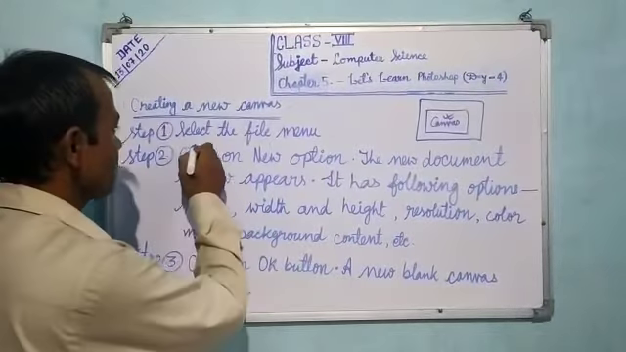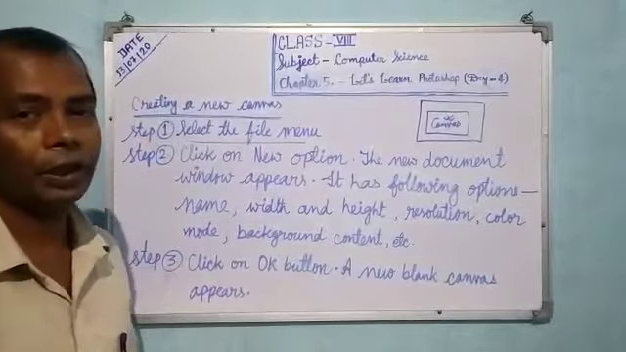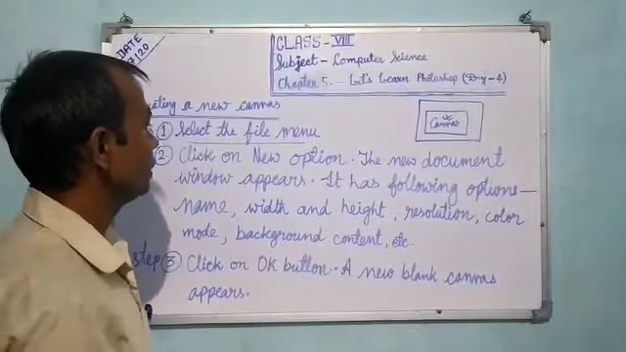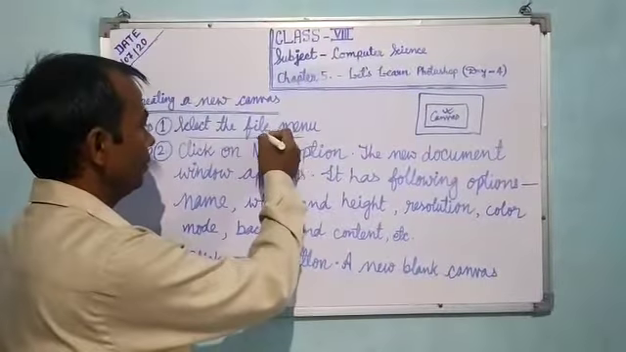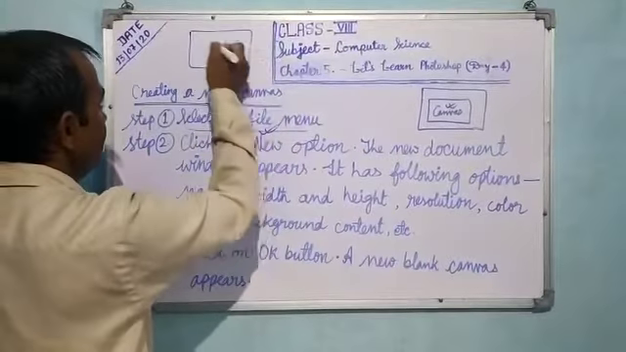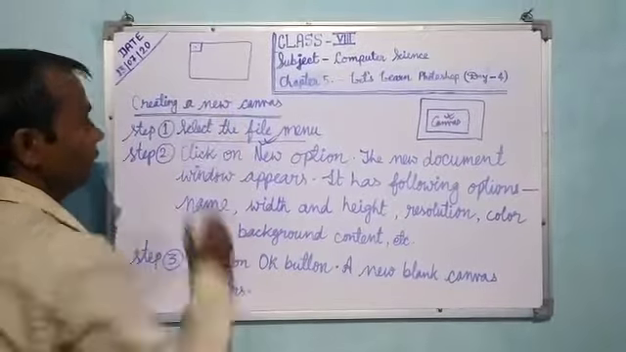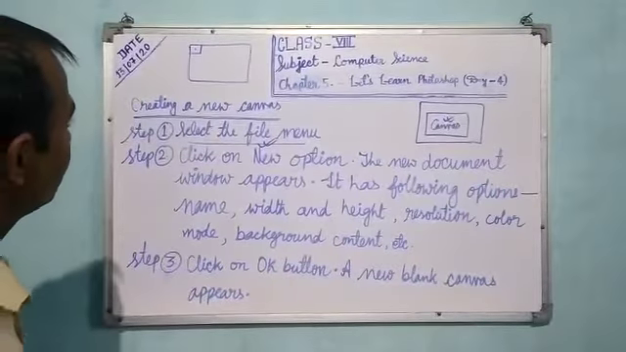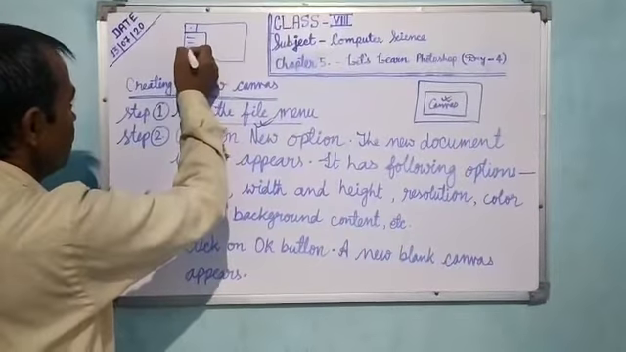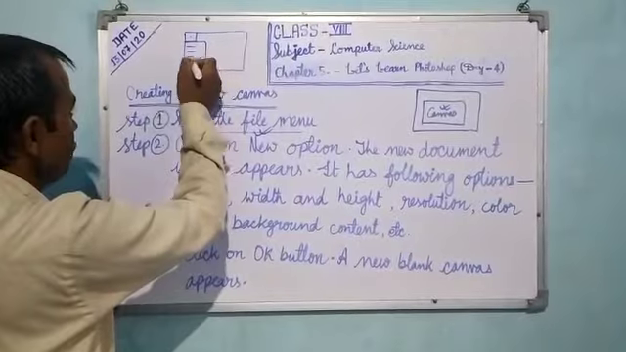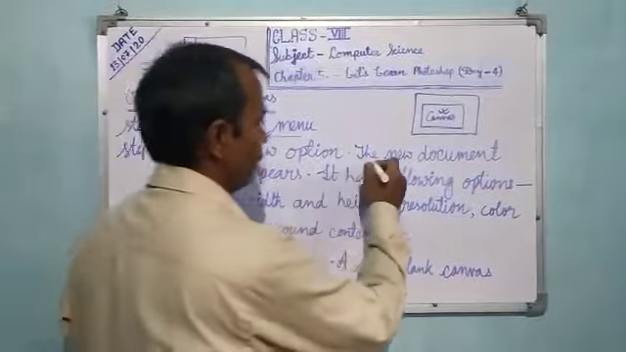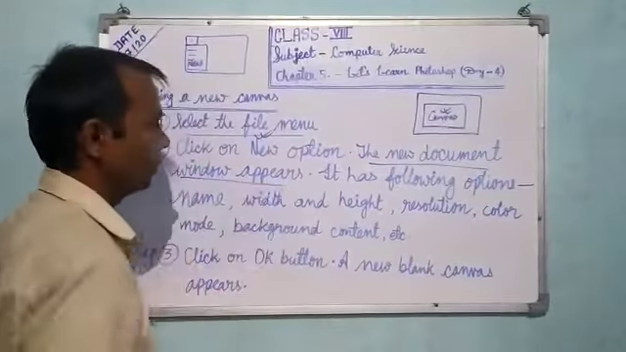So step first, select the File menu. The File menu is lying at the upper top left corner. We have to click the File tab. Suppose this is Windows, here at the upper left corner is the File tab. Whenever we click here, a dialog box comes, and in the dialog box so many options are there. And one option is here, New. So we have to click New. Then a new document window appears here.